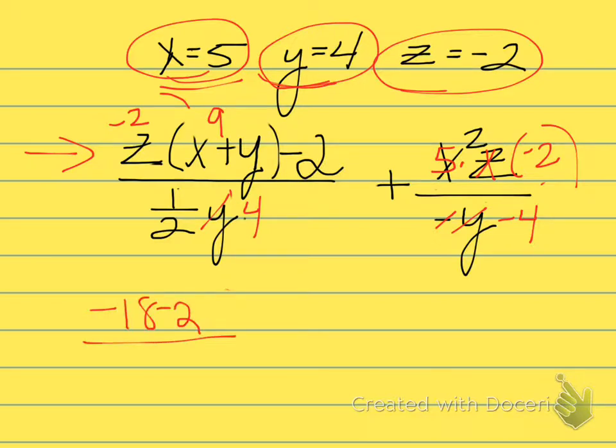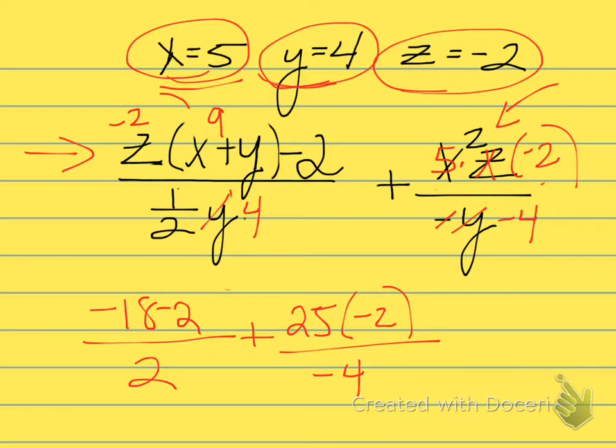Then I'm going to go to the denominator, half of y. A lot of you freaked out because there was a half there. It's half y. Half of y is 2. Then we come over here. I'm over here now. 5 squared. 5 squared is 25. We said times -2. And in the denominator, just a -4.